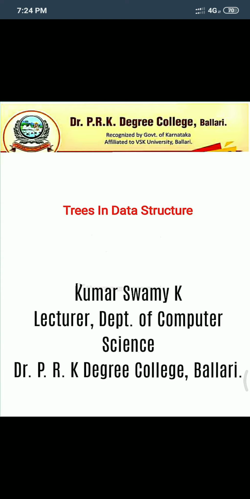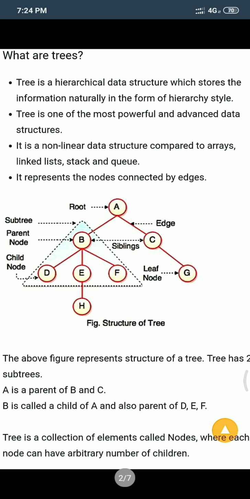So now let us understand what trees are. As I have said, a tree is a non-linear data structure compared to arrays, linked lists, stacks and queues. Another way we can define trees: a tree is a hierarchical data structure which stores information naturally in the form of a hierarchy. A tree is one of the most powerful and advanced data structures, and we can also say it represents nodes connected by edges.